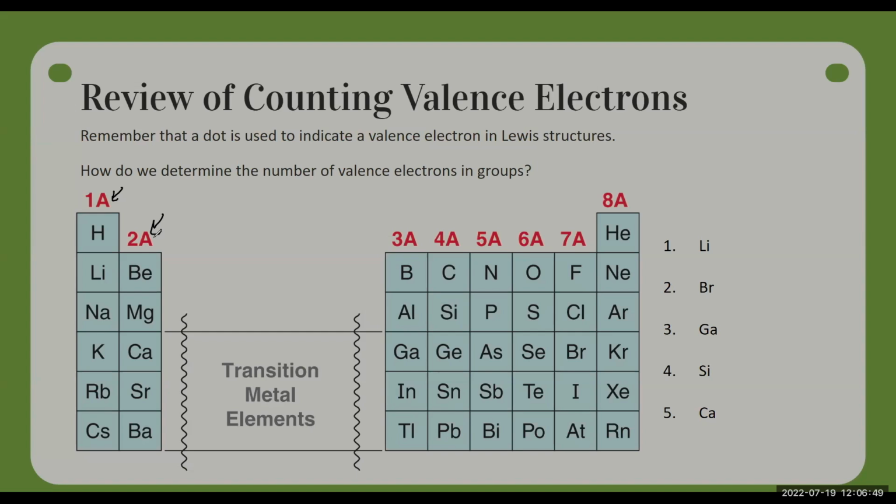So for example, if I pick a random element like Te down here, it is under column 6A. Therefore, tellurium should have 6 valence electrons. A little practice: how do we determine the number of valence electrons in lithium? Lithium is under group 1A, so it has 1 valence electron. We can represent this in the following Lewis dot structure: Li with a single dot.